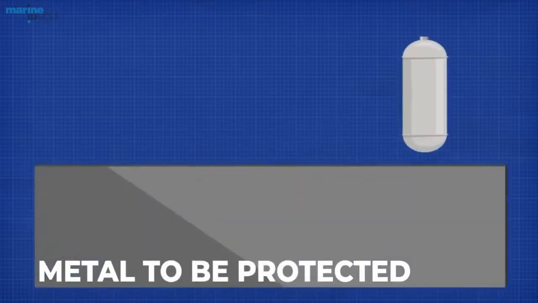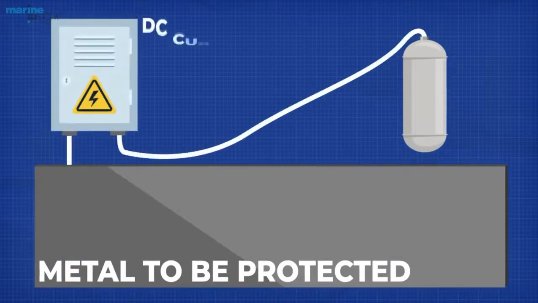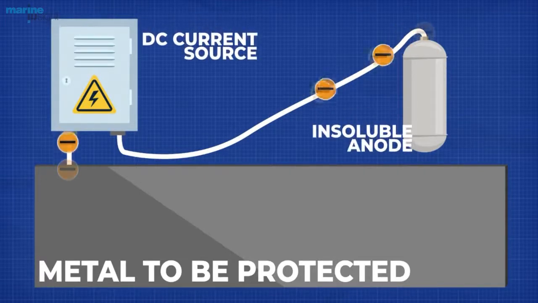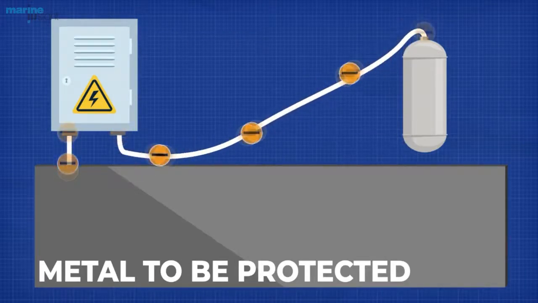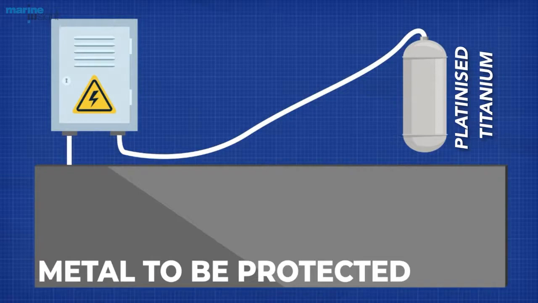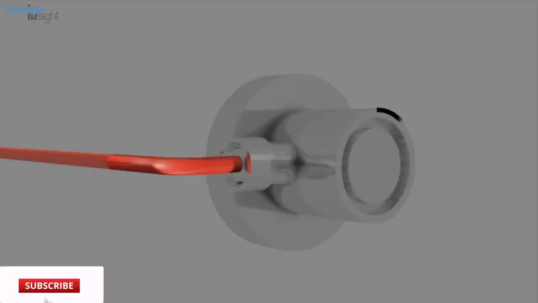In the ICCP, the metal to be protected is connected to an insoluble anode and current is passed using a DC source opposite to the corrosion current, so that the corroding material gets converted from anode to cathode and is protected from corrosion. This insoluble anode can be either platinum, platinized titanium, or any other inert element. The same principle is applied to ships.